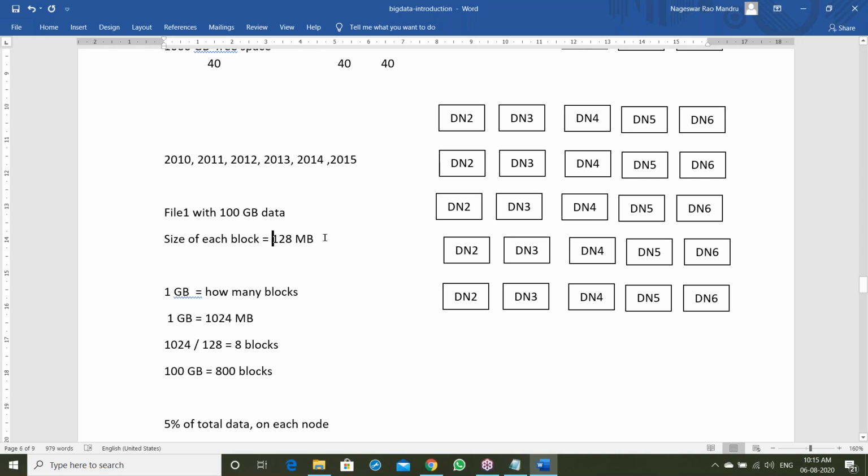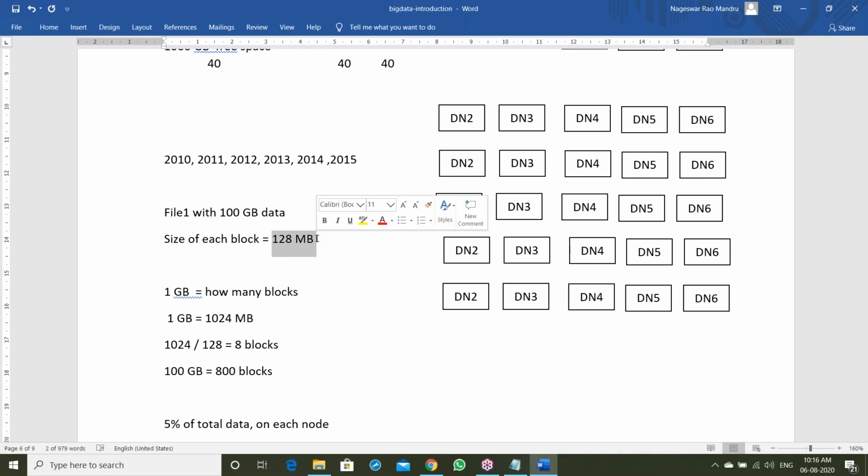See, size of each block. In the second version of Hadoop, the size of each block is 128 MB. In the first version of Hadoop, the size of each block is 64 MB. Yes, 1.x version is 64 MB, 2.x version is 128 MB. We are going to work on the second version. The 1.x version we are not going to use.